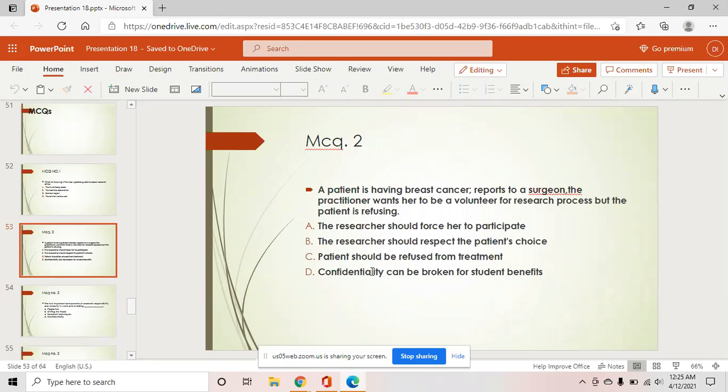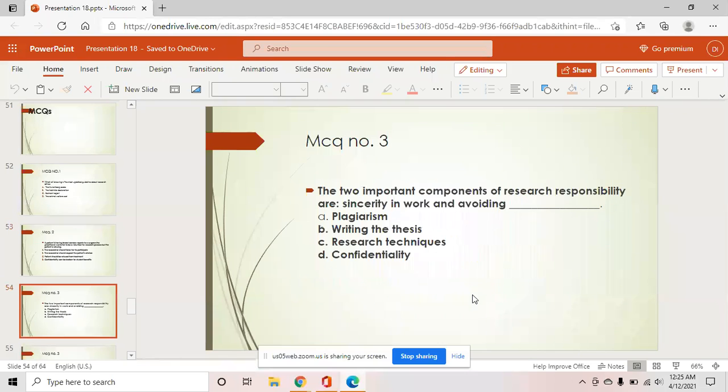A patient is having breast cancer, reports to a surgeon. The practitioner wants her to be a volunteer for a research process, but the patient is refusing. The researcher should force her to participate. The researcher should respect the patient's choice. Patient should be refused from treatment. Confidentiality can be broken for students' benefit. B. Yes, B is the right answer. Researcher should respect the patient's choice, and confidentiality should not be broken even for option D.